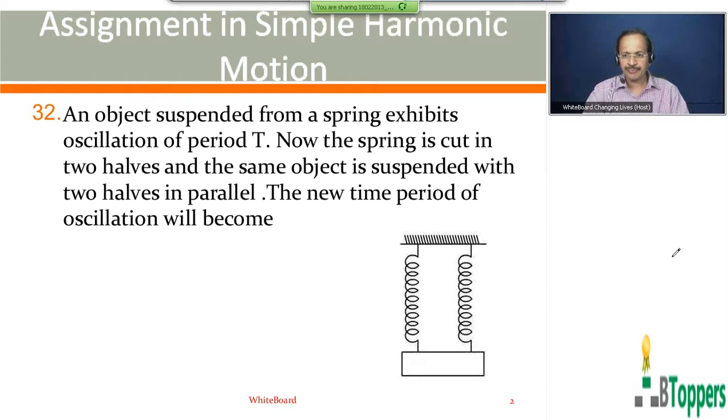See the question number 32. I am going to read the question number 32 now. An object suspended from a spring exhibits oscillations of period capital T. Now the spring is cut into 2 halves and the same object is suspended from the 2 halves in parallel. The new time period of oscillation will become. 4 options are given. First option T by root 2, second option 2T, third option T by 2, fourth option T by 2 root 2. Come on, you can take a pause and try to answer this question.